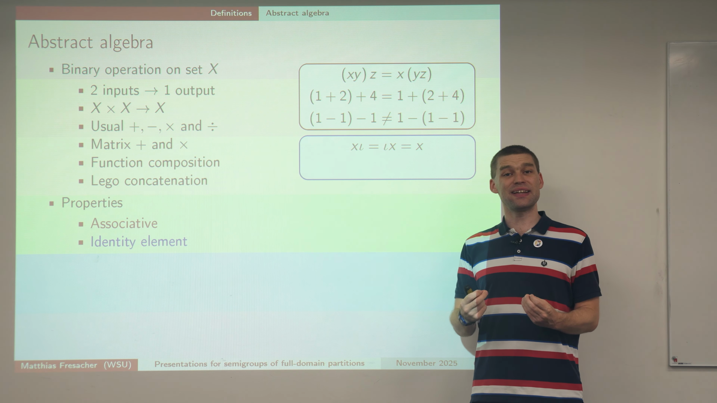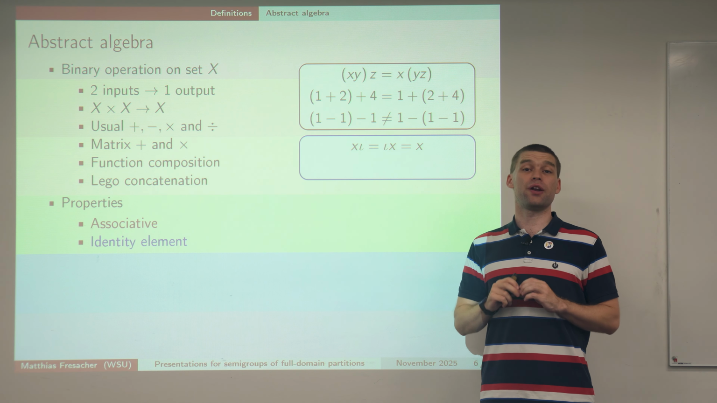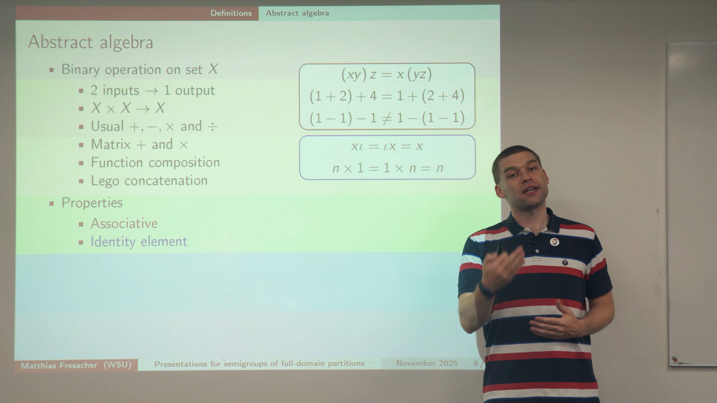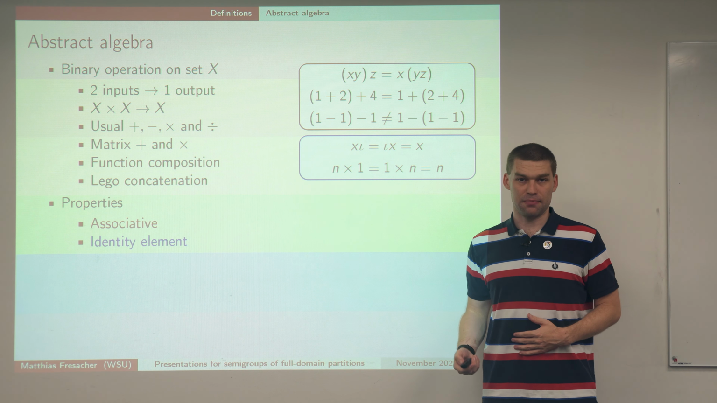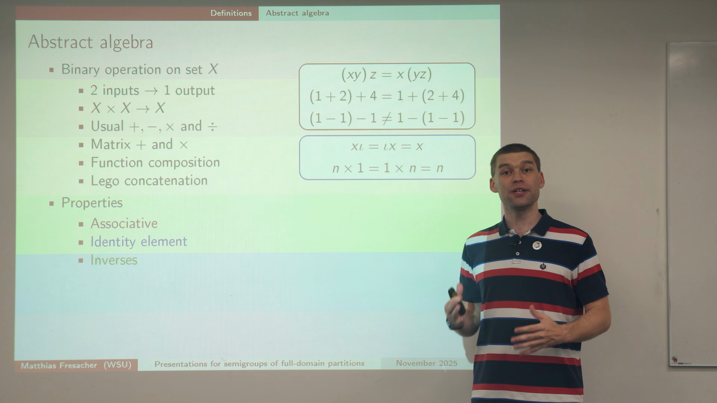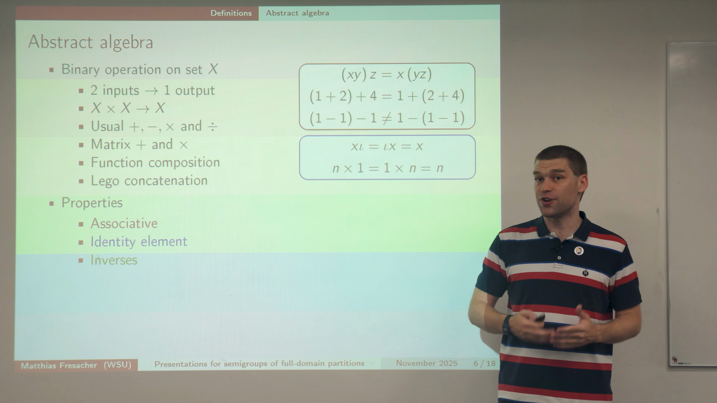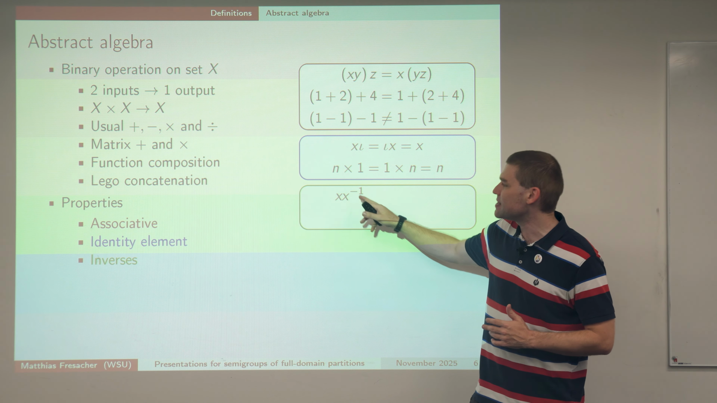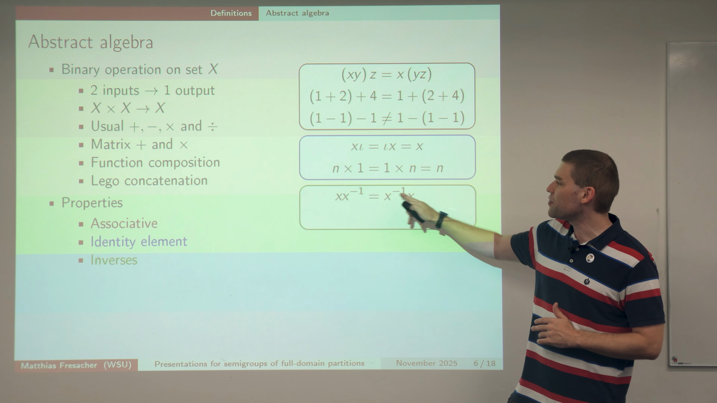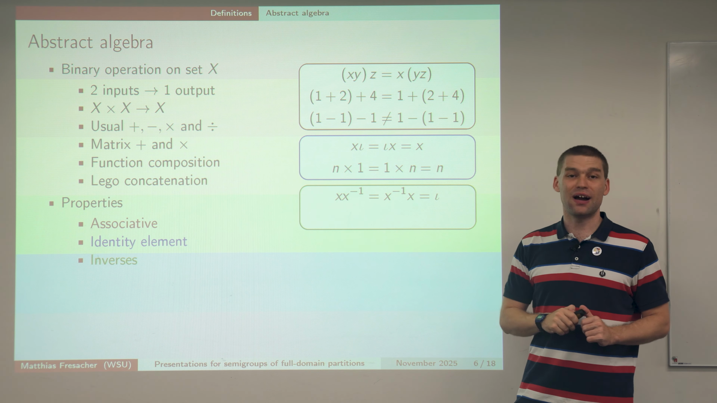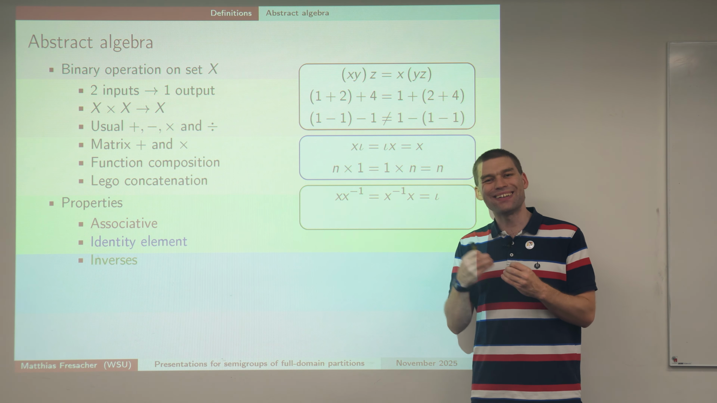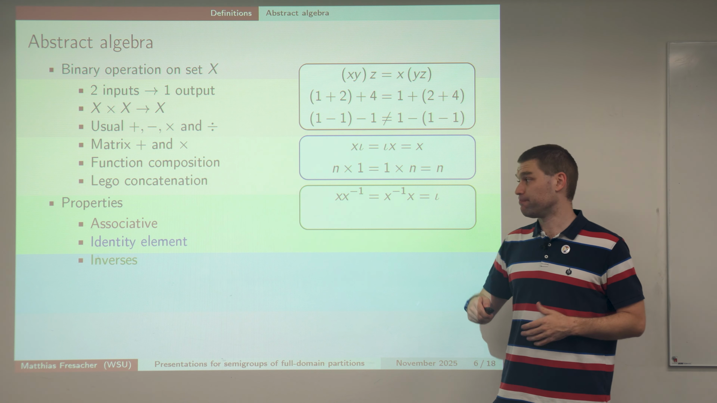In essence, the identity element doesn't do anything in our binary operation. In multiplication, the number 1 is an identity element. If I have an identity element, it could be that some elements have inverses. So if I have an element and it has an inverse, if I multiply the two together in either order, I get back my identity element.